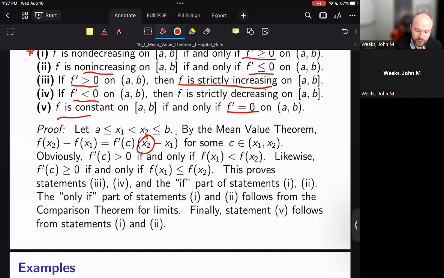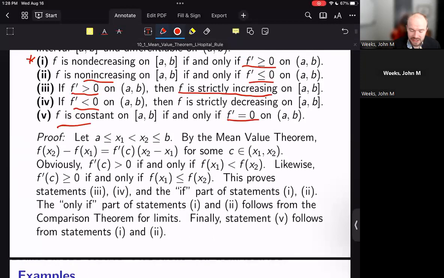Because whenever x2 is greater than x1, f of x2 is greater than f of x1 when you're looking at a strictly increasing function. In those cases, f prime of c would be forced to be positive in order to make this equality hold. So that's a neat little way to see this sort of stuff go through. All right, so everything else follows through for a lot of the statements that we've seen already.